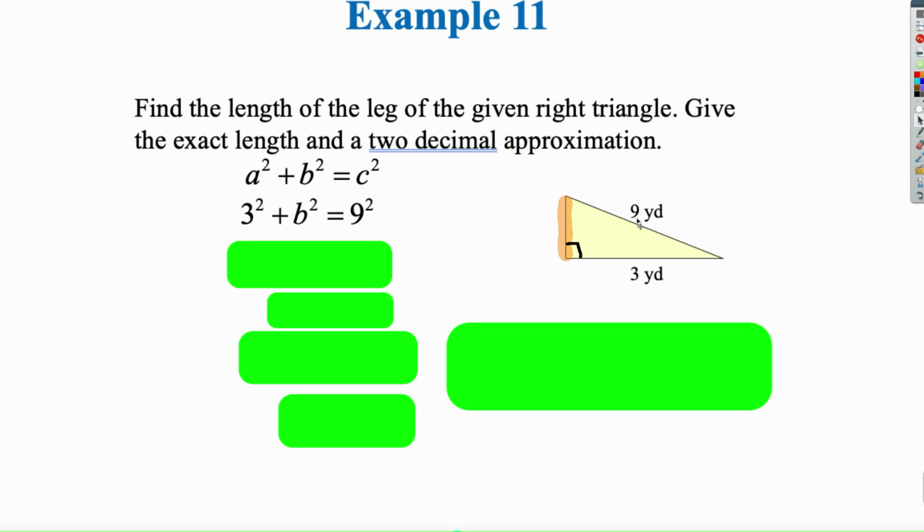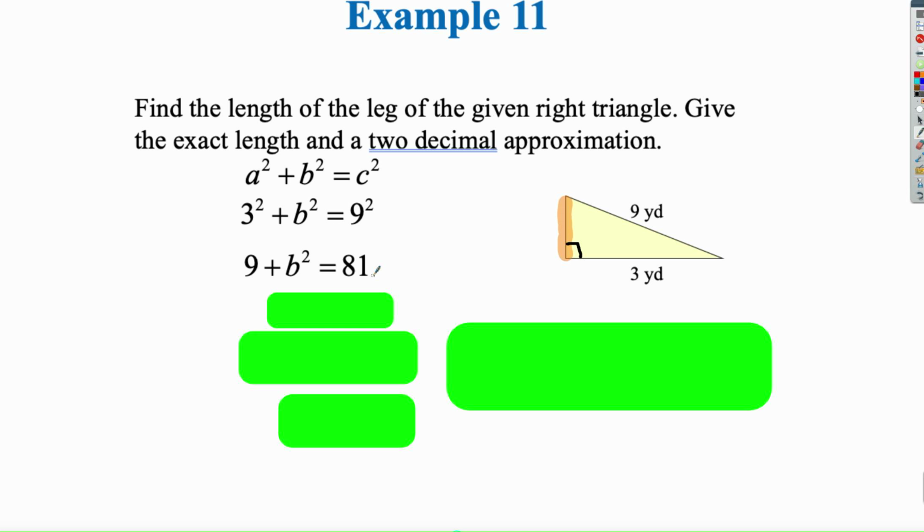And so before I get too far, I notice my hypotenuse is 9. It should be the longest side. So whatever I get over here, it should be less than 9, because the hypotenuse should be the longest. So if my answer is more than 9, I know I messed up. So here, I'm going to go ahead and replace 3 squared with 9. And I'm going to replace 9 squared with 81.